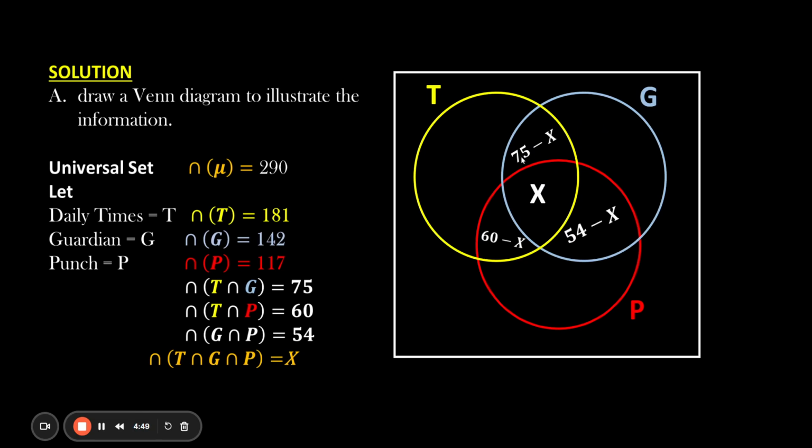So that means we're going to say 75 minus X, minus those that read all three, because all three is still within all the circles. Likewise here, we want to know exactly those that read Daily Times and Punch newspaper. So we're going to say 60 minus X, so that we pull the Punch, Guardian out of it. And we do that for Guardian and Punch, so that we know those that actually read the intersection of the two papers, Guardian and Punch. All right, so that is it.